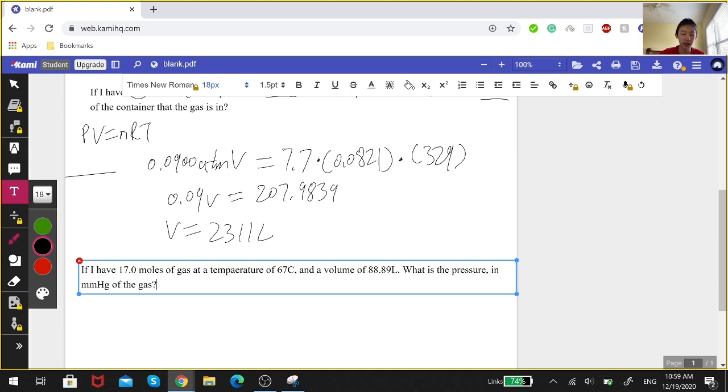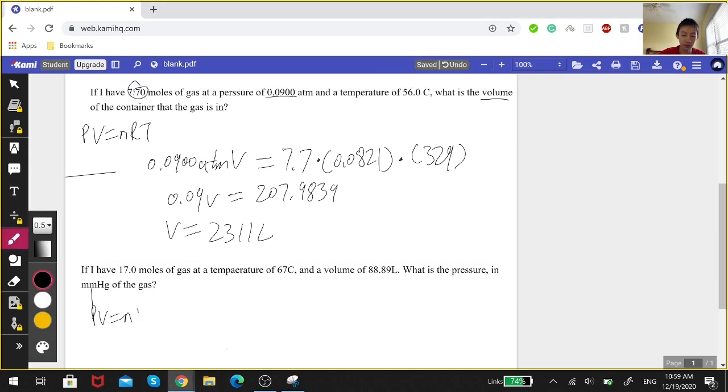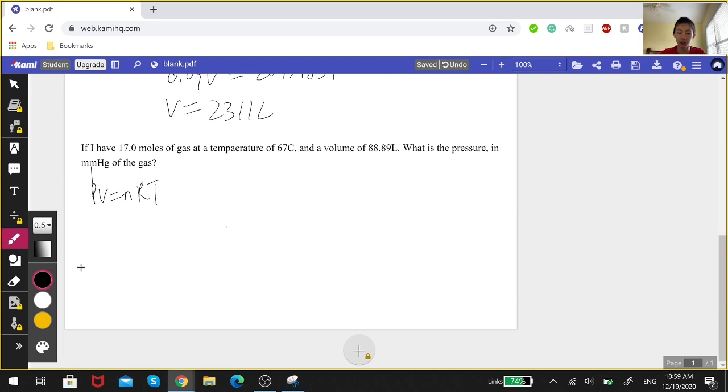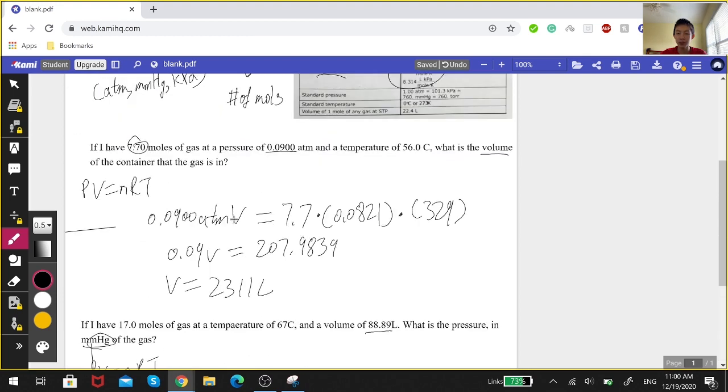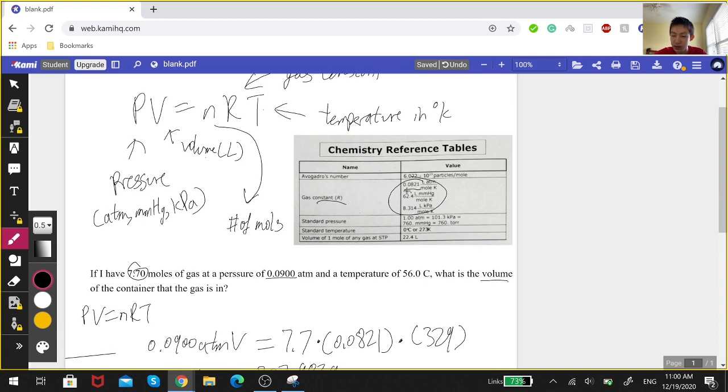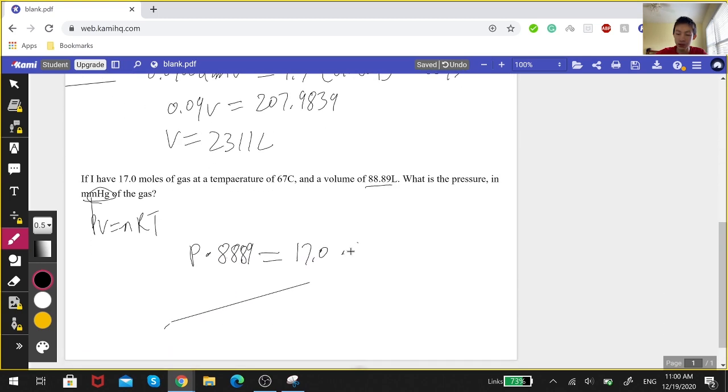Now we're going to use the same formula again, PV equals nRT. Now pressure, it did not tell us, so we're looking for pressure. Pressure times volume, which is 88.89, equals the number of moles, which is 17.0, times the constant. We were looking for mmHg, so let's write the constant in mmHg, which is 62.4, times the temperature, which is 67, and then we want to write it in Kelvin, so 67 plus 273, which gives us 340.